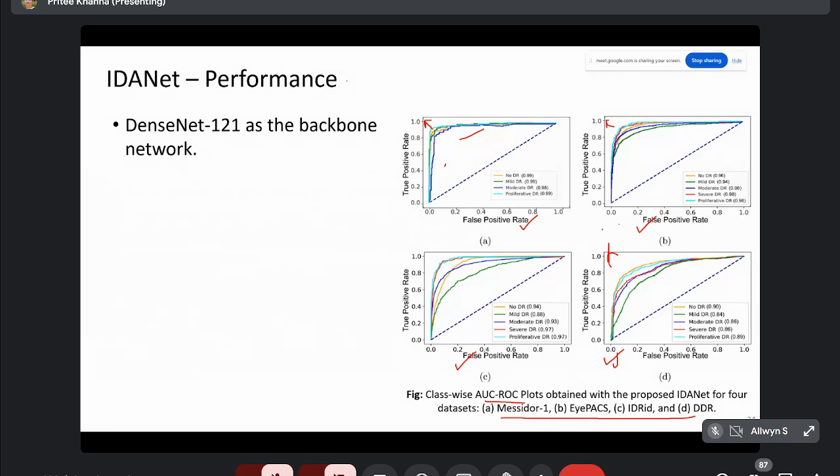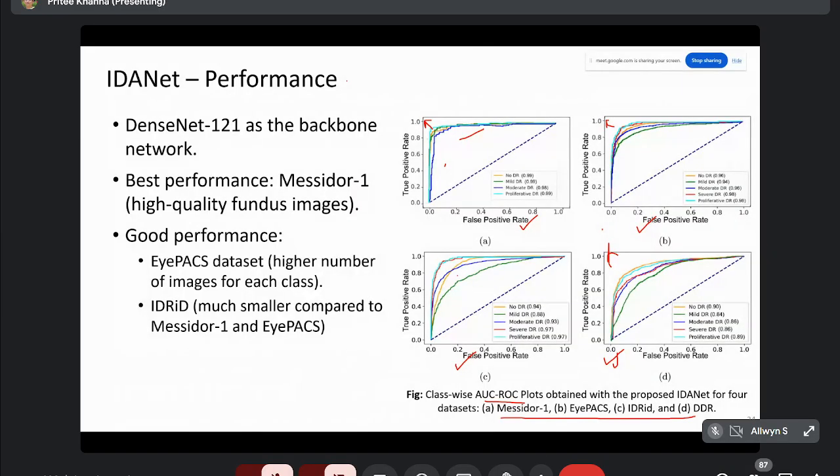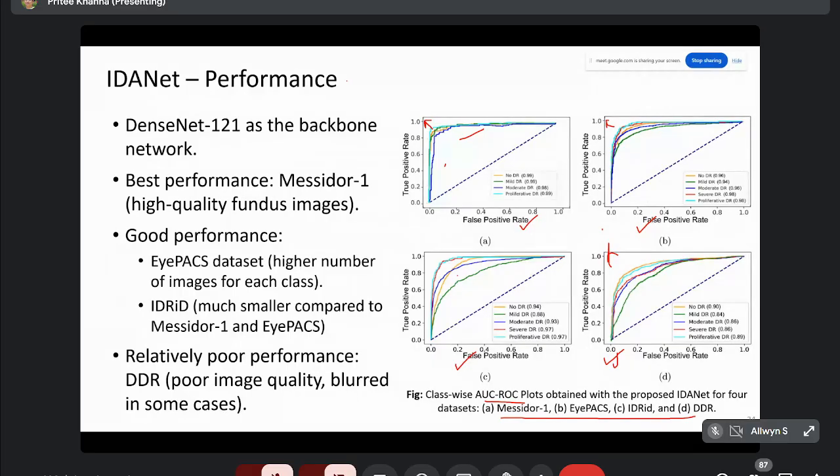And here they are good. So why so? Because the Messidor data set has high quality fundus images, and we are getting good performance with IPEX and IDRiD, because IPEX has a higher number of images for each class. But here you can see why we are not getting that much performance with IDRiD, because it is a smaller data set as compared to Messidor and IPEX. Then why are we getting this poor performance with DDR?